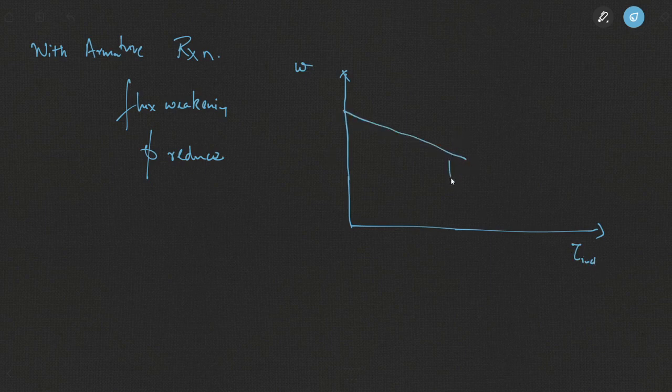this is without armature reaction taken into consideration. Flux decreases, omega will basically increase. That means this graph will basically deviate like this. So this will be the torque speed profile of the machine with armature reaction taken into account. What happens with armature reaction is the flux reduces, but with reduction in flux, the motor speed at any given load will basically increase.